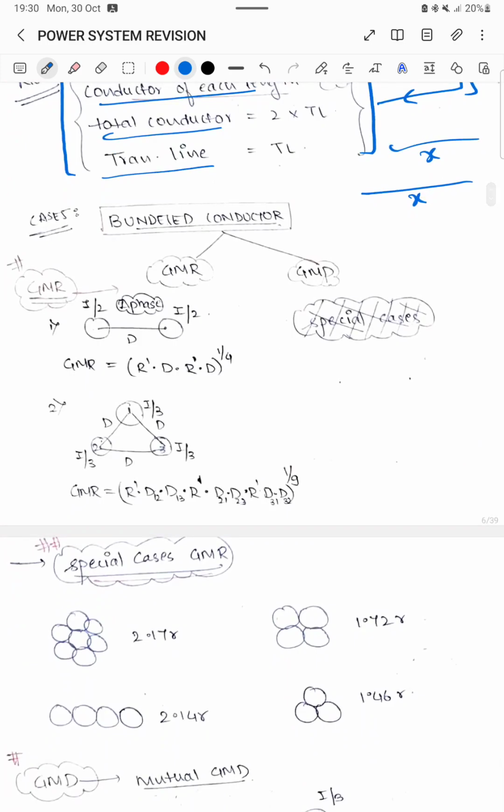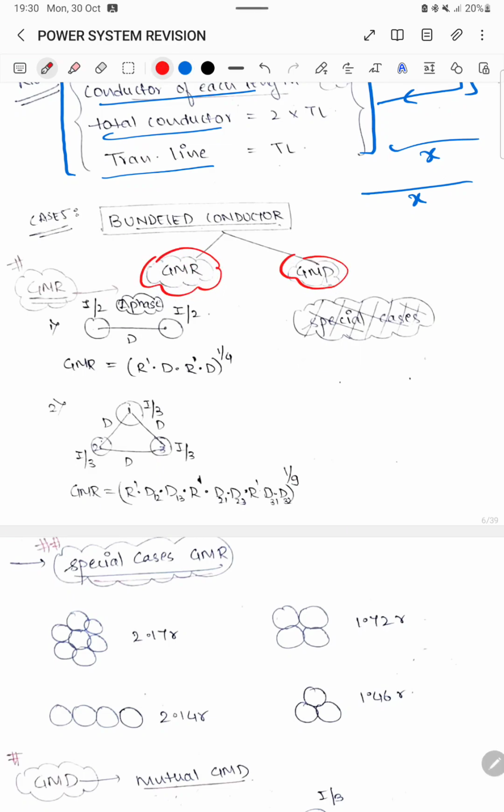Next cases. We have already seen single phase single wire, single phase 2 wire, and then flux linkages concept because of different currents. We have seen the concept of total inductance or loop inductance. Now we'll be looking at the concept of bundled conductor. In a bundled conductor there are two things, GMR and GMD.